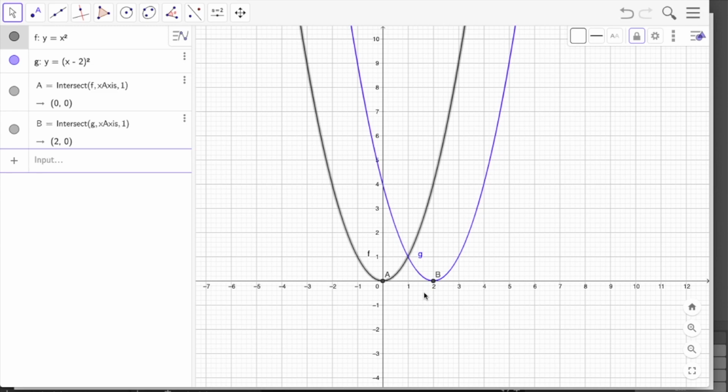The turning point of the first graph has coordinates (0, 0), and the second graph has a turning point at (2, 0). For the first one, the axis of symmetry will be the y-axis, but for the second one, the axis of symmetry will be the line that passes through that point (2, 0) there. It's a vertical line passing through that point, and that line will be x is equal to 2.